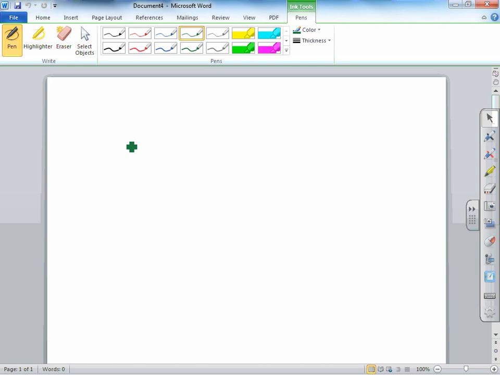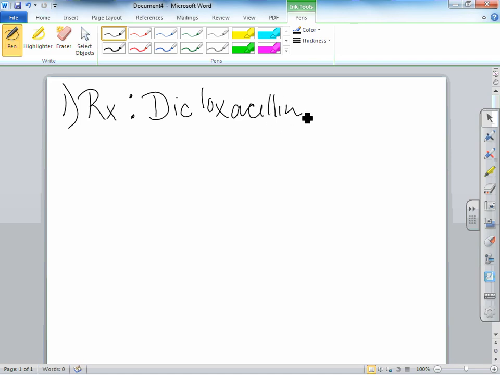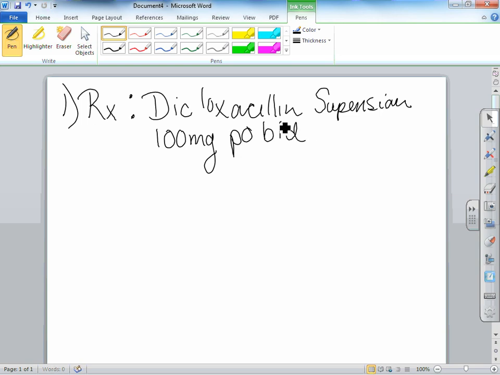So, starting with number one. Number one, practice problems A on page 250. It says the order medication is diclofenac suspension, 100 milligrams PO BID. That is what the doctor has ordered. What you have in stock, your available medication, it shows a label here.